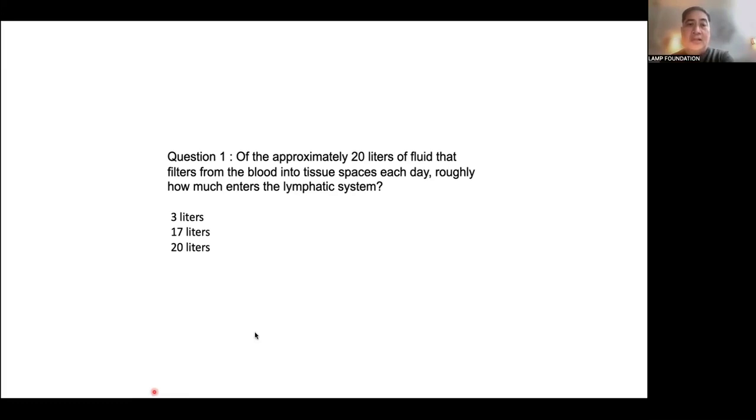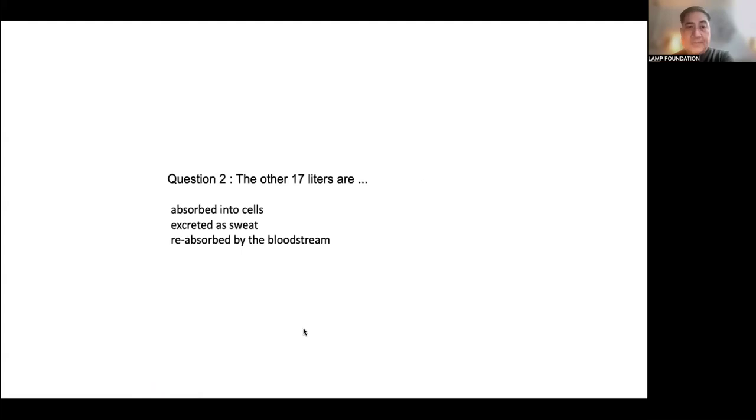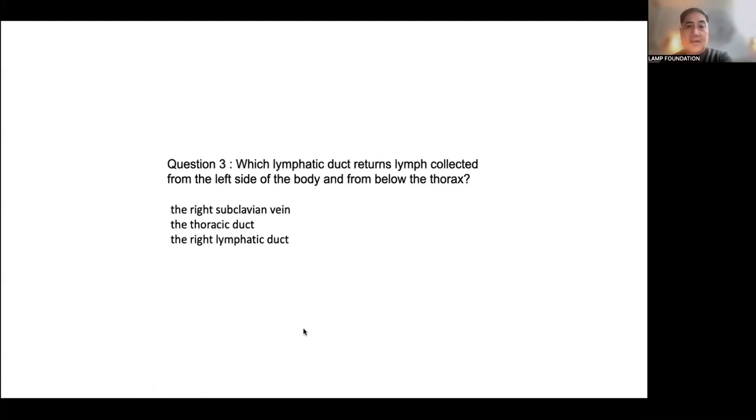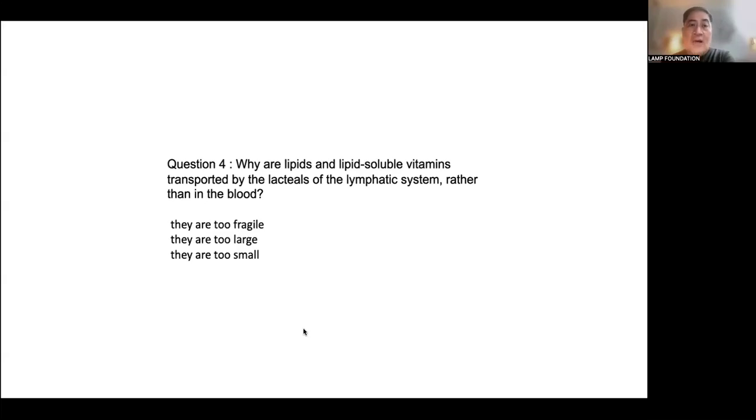Of the approximately 20 liters of fluid that filters from the blood into tissue spaces each day, roughly how much enters the lymphatic system? 3 liters. The other 17 liters are reabsorbed by the bloodstream. Which lymphatic duct returns lymph collected from the left side of the body and from below the thorax? The thoracic duct. Why are lipids and lipid-soluble vitamins transported by the lacteals of the lymphatic system rather than in the blood?